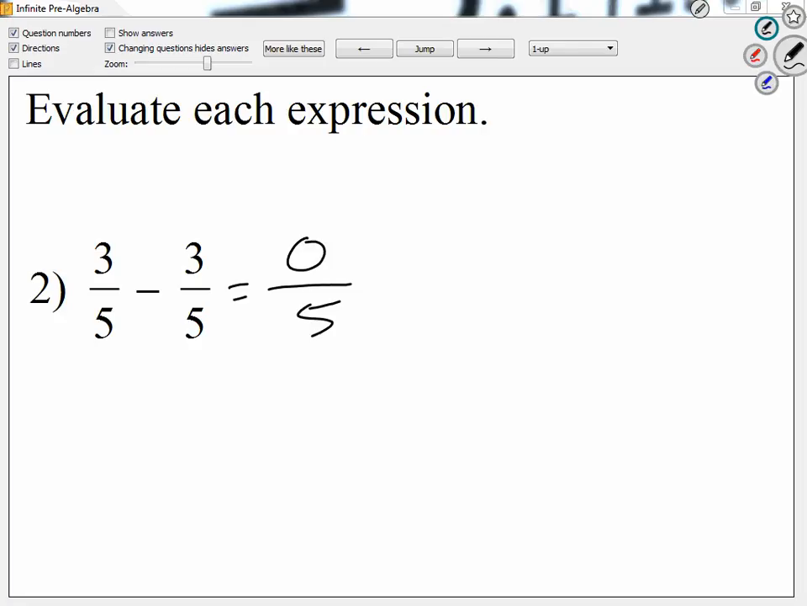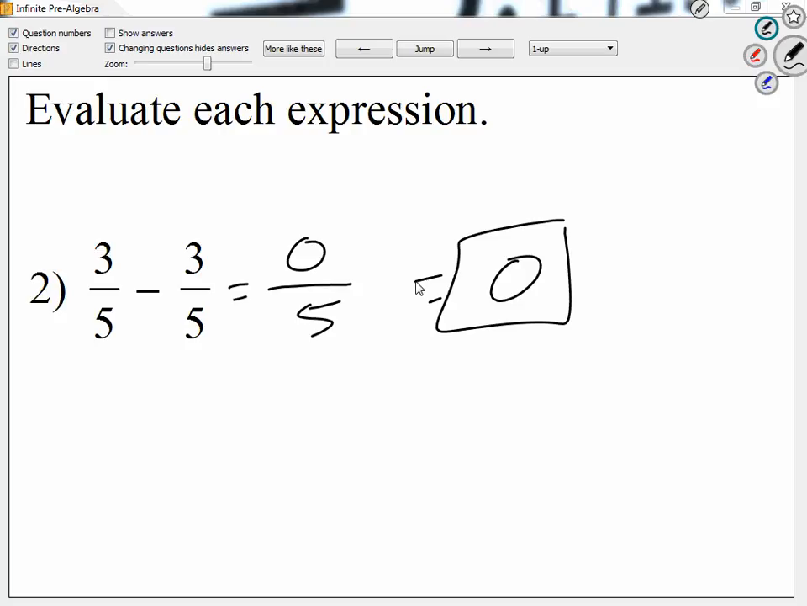Alright, so we did copy the 5 at the bottom. When 3 minus 3, 0. How much is 0 divided by anything? 0. Right? If we have a 0 on the top, it's always 0. 0 at the bottom is a problem. So see that this is the reason why we don't do anything to the bottom.